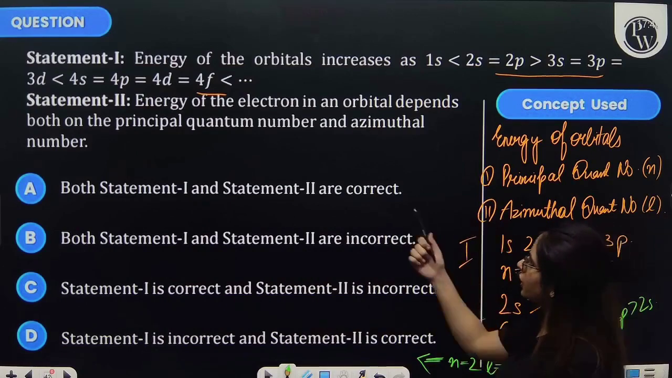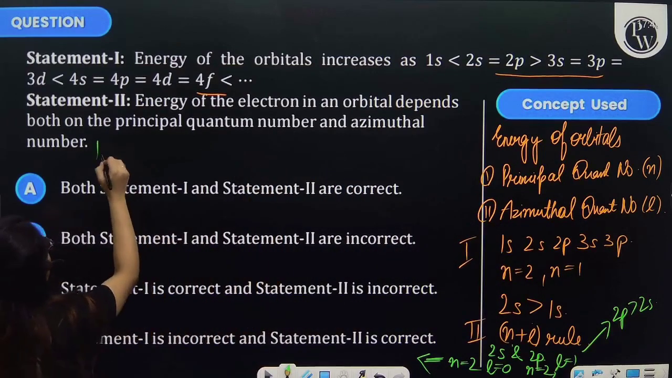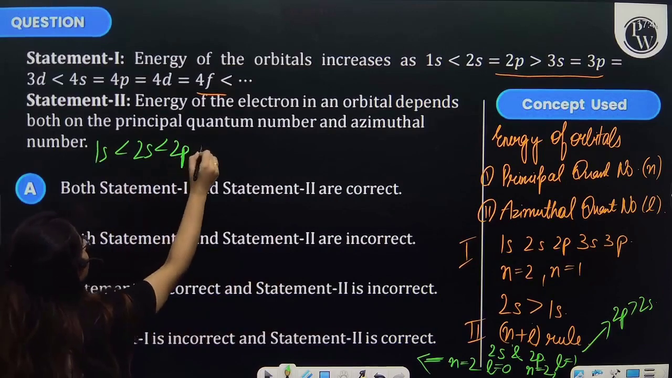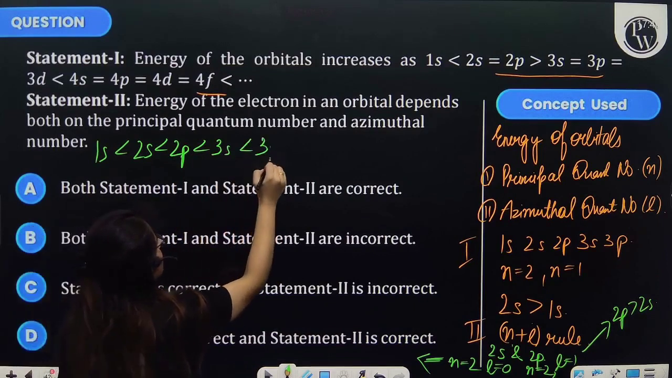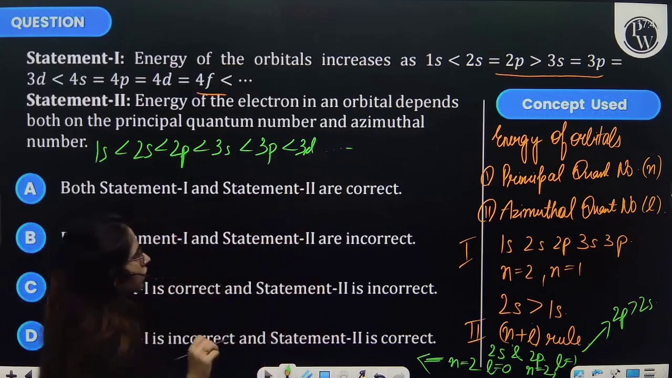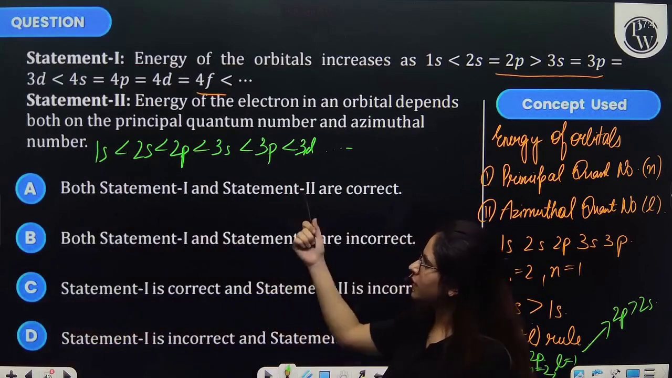Right? So the order of the energy of the orbitals will be 1s, 2s, 2p, 3s, 3p, 3d, and so on. But in statement 1, the order that is given to you is wrong.